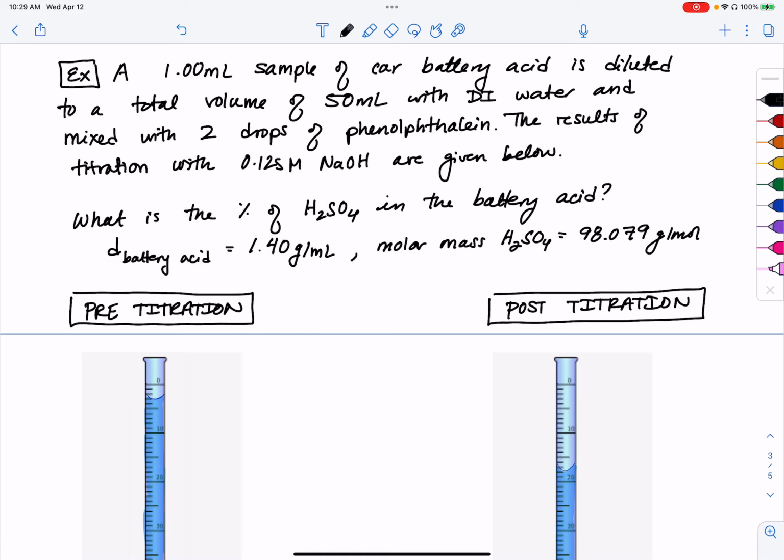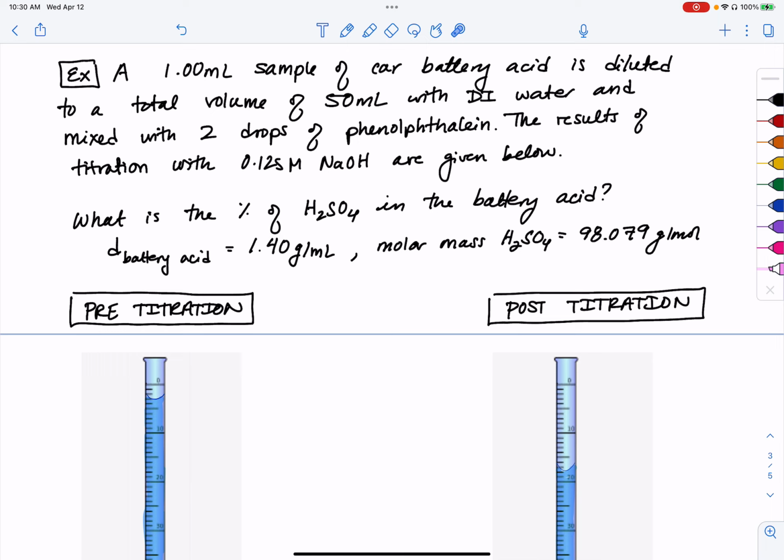All right, welcome to the second half of our discussion of titration and titration stoichiometry. We are going to put what we know about the ideas of equivalence point, endpoint, molarity, and stoichiometry all together in this given example here. So let's dive right in.